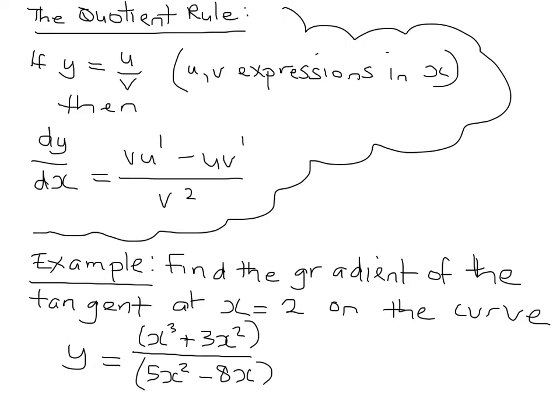And sometimes it's just easier to use this rule as opposed to simplifying it, and you have to make that call. So the rule is, if y equals u over v, so that's a quotient, then dy/dx equals this thing here. Now if you look at this, the numerator is the same as the product rule the other day, except there's a minus there, not a plus. So it's vu' minus uv' all over v squared.